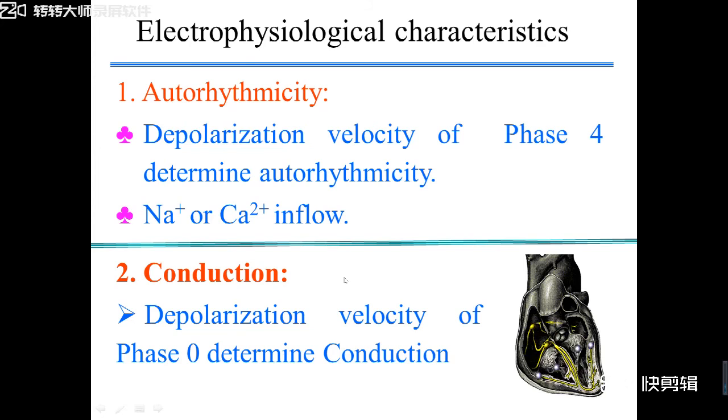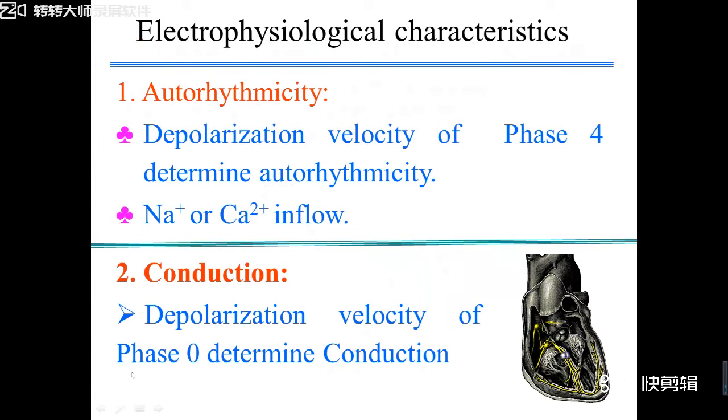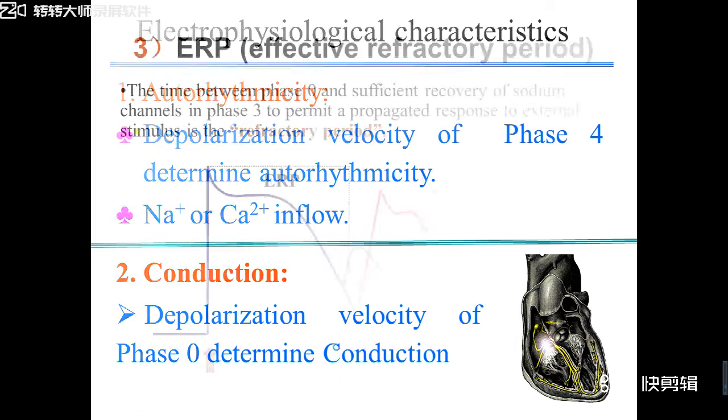Yes, excellent. Sodium channel is the major channel in phase 0. So that means the sodium channel determines conduction. That also means if we can use some drugs to block sodium channels, that means we inhibit conduction, reduce heart rate, and can use them to treat tachycardia. Okay.